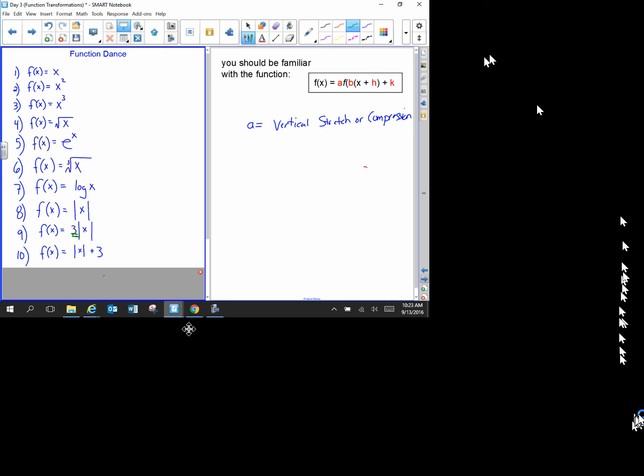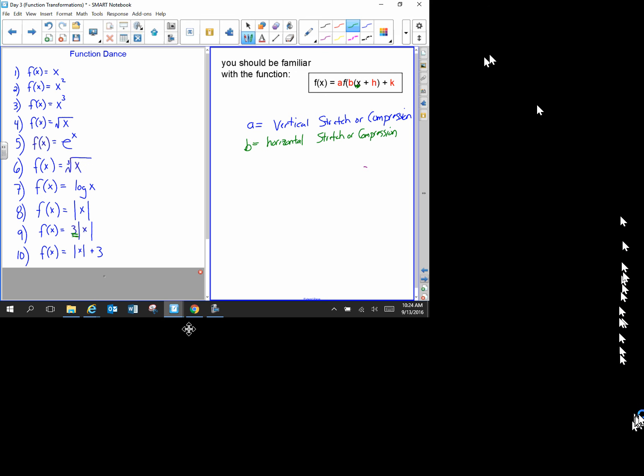The b value affects this x component. The x values are always horizontal movements. That's what's on a graph. The x is horizontal movements. So the x is going to be a horizontal stretch or compression. That's the b value. The b is right next to the x. It's inside these parentheses, right next to that x.